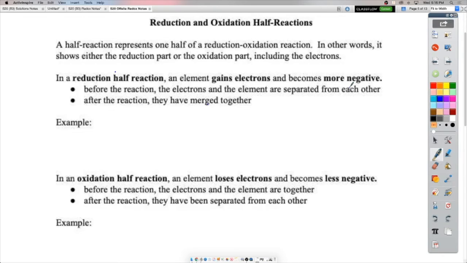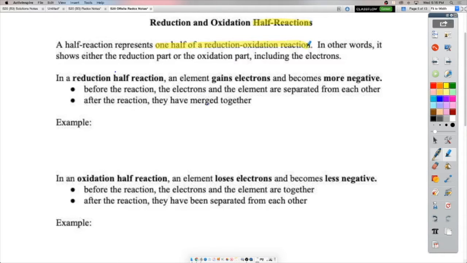Okay, so we're now going to move on to the topic of reduction and oxidation half reactions, which again are kind of exactly what they sound like, right? So they are half of a reaction. That's why they call them half reactions. Okay, so it's one half of a reduction oxidation reaction.